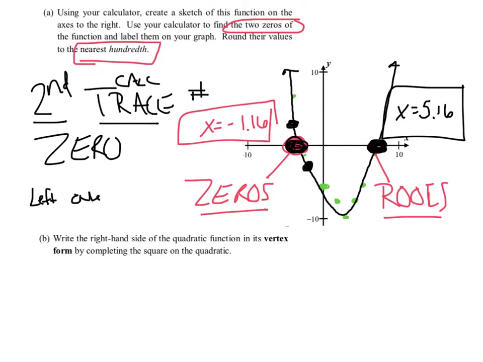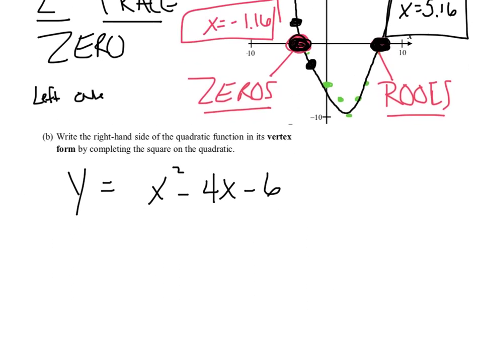Part B says, write the right-hand side of the quadratic in its vertex form by completing the square. So let me jot down that equation again. So this is just a nice little review. X squared minus 4x minus 6. And they want us to solve this for x completing the square. All right, so do you remember how to play the game? You'll look at those two first. Okay, you cut that middle term in half, square it, add it and subtract it.